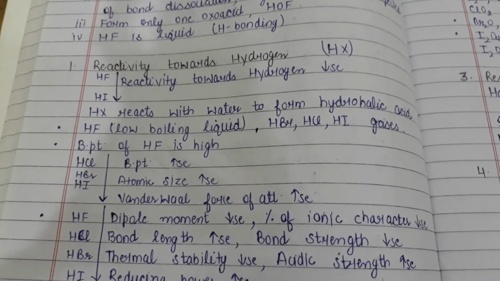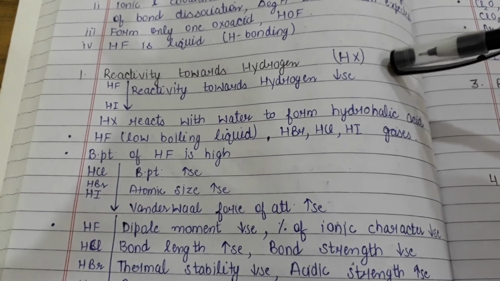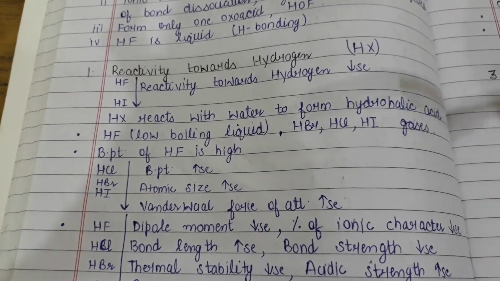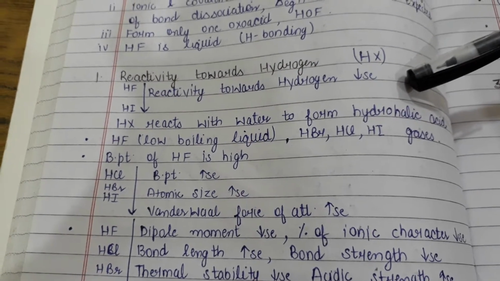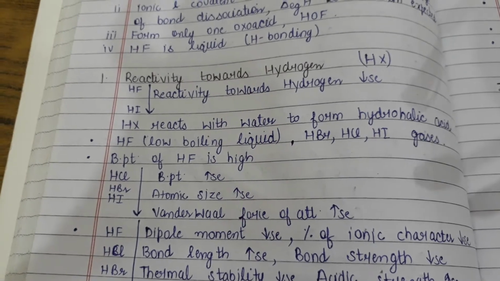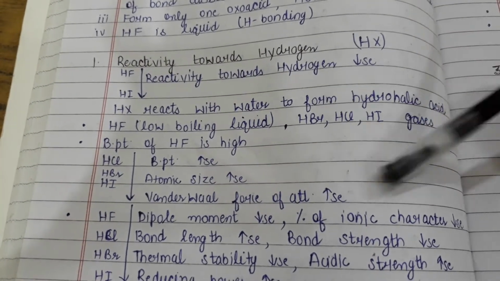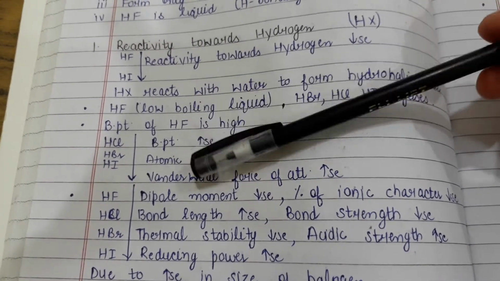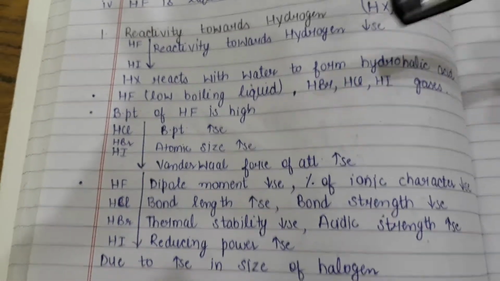Reactivity towards hydrogen. Halogens form halogen acids, or we can say hydrogen halides. When we move from top to bottom, the reactivity towards hydrogen decreases. Why? Because the size of the halogen increases. And students, HF is a liquid and other halogen acids are gases. Boiling point from HCl to HI increases because van der Waals force of attraction increases.